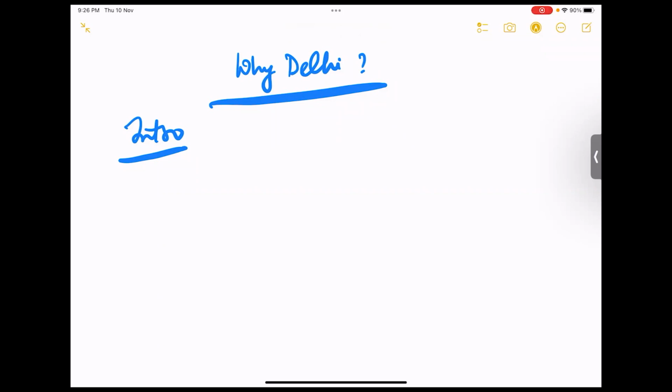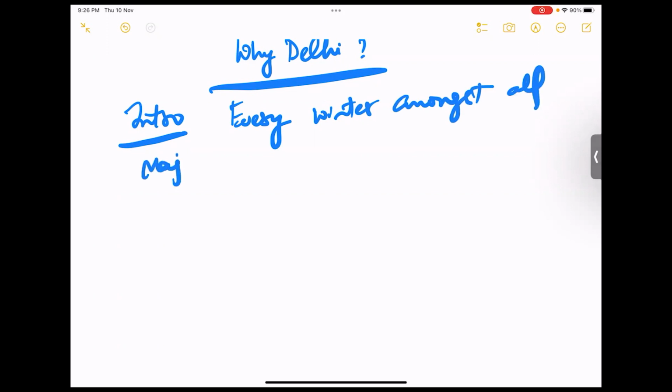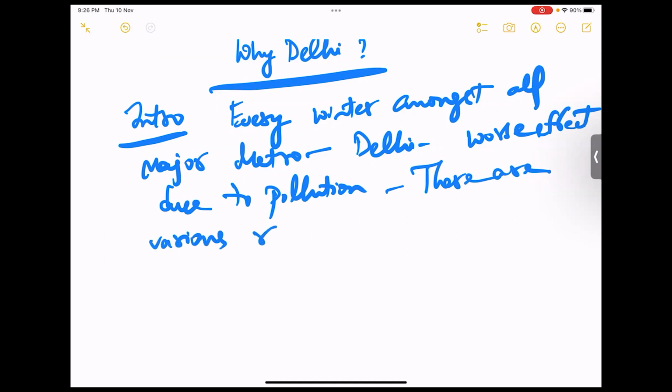So in the introduction you will write that every winter, amongst all major metro cities, Delhi seems to be worse affected due to pollution. There are various factors, there are various reasons for this.